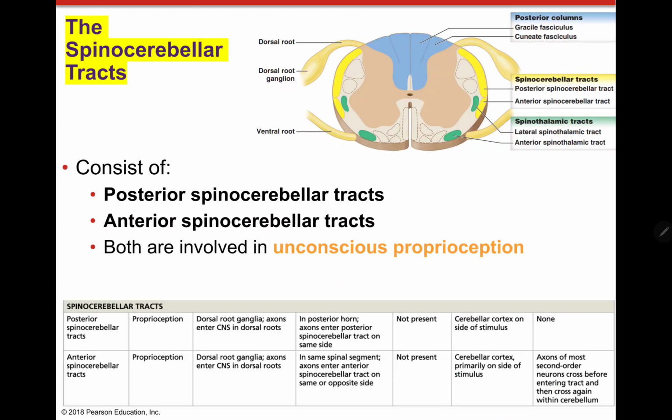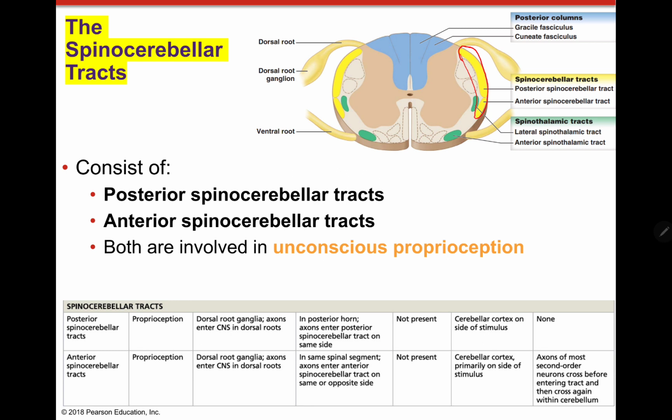We have the spinal cerebellar tracts, right? The spinal cerebellar tracts are going to be on the most lateral portions of the spinal cord. So we're going to have both the posterior spinal cerebellar tract and the anterior spinal cerebellar tract, right? They're going to be important in sending unconscious proprioception to the cerebellum. So the final destination of these spinal cerebellar tracts is going to be the cerebellum. And the cerebellum is there for proprioception and balance. So basically knowing where you are in your own space, and your balance, right?